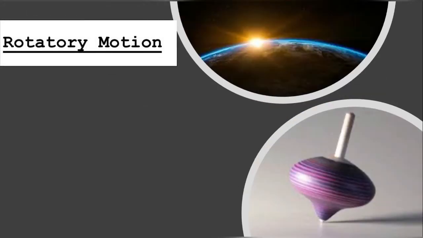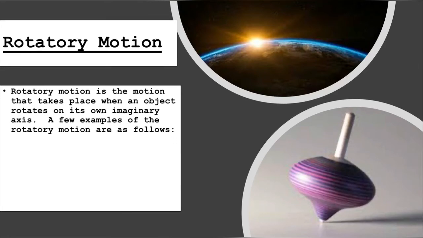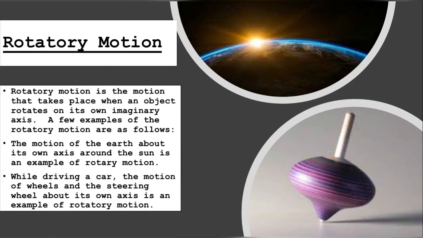rotatory motion. Rotatory motion is the motion that takes place when an object rotates on its own imaginary axis. For example, the Earth rotates on its own imaginary axis and the top rotates as well, as we mentioned about the Earth. And while driving a car, the motion of the wheels and the steering wheel about its own axis is also an example of rotatory motion.